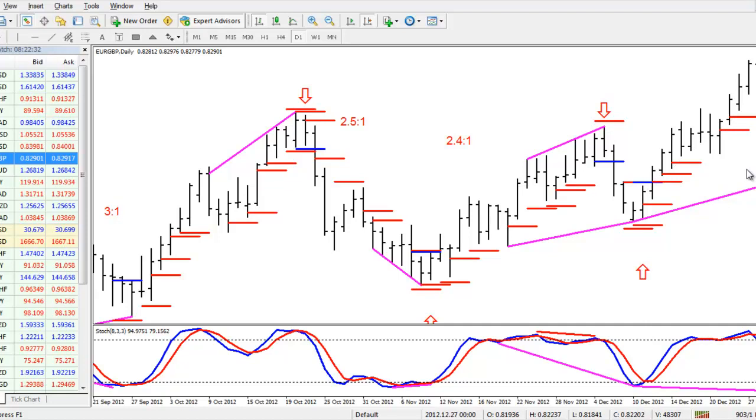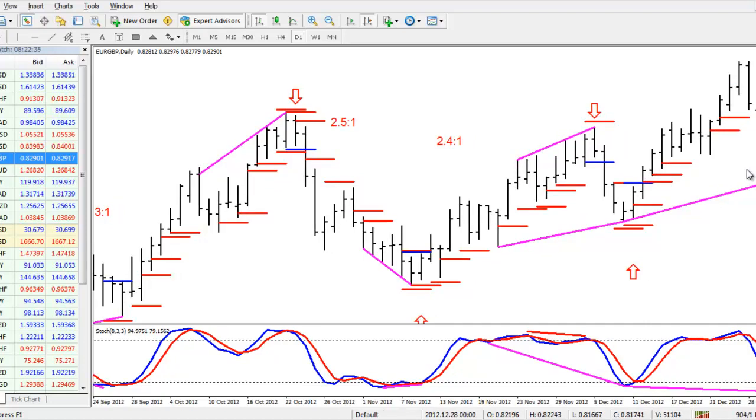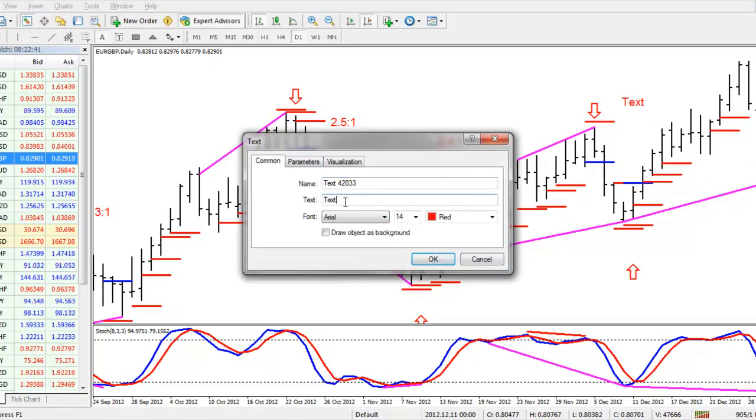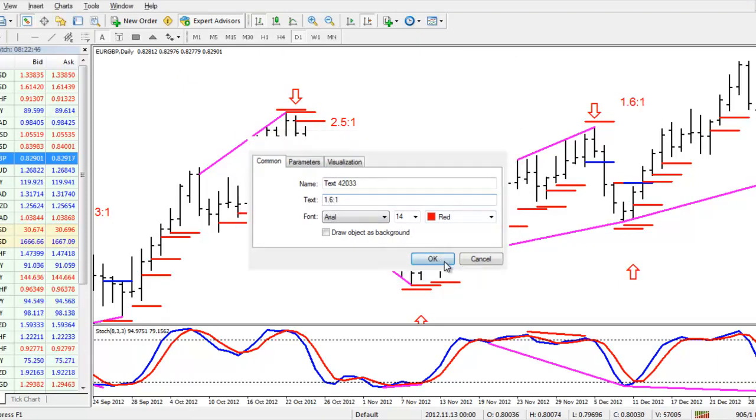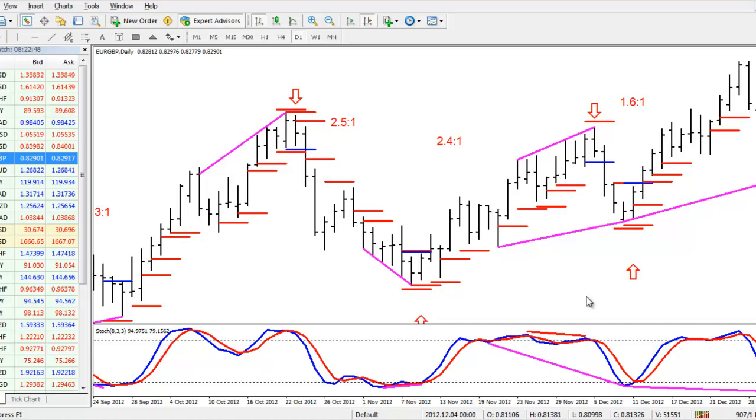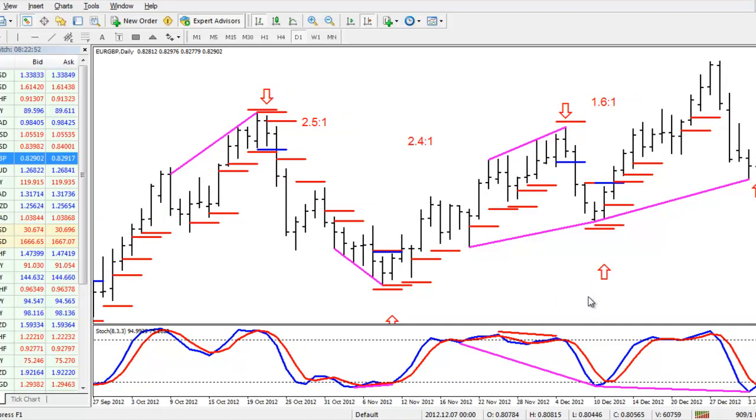We've locked in about 1.6% so far, which has now unfortunately been stopped out. But we can note that it is a 1.6 to 1 reward to risk. Another winning trade, another positive reward to risk winning trade. And we can now see another opportunity that presents itself.